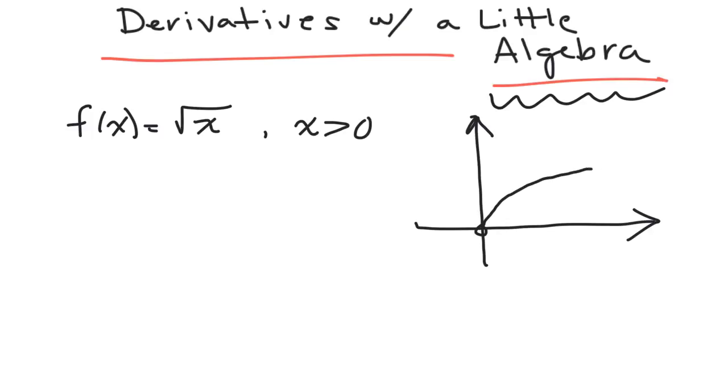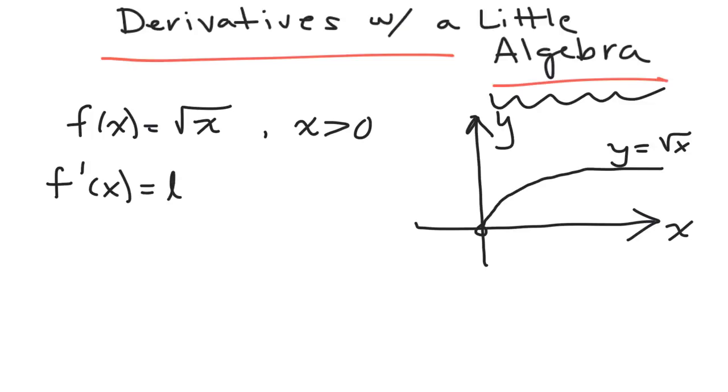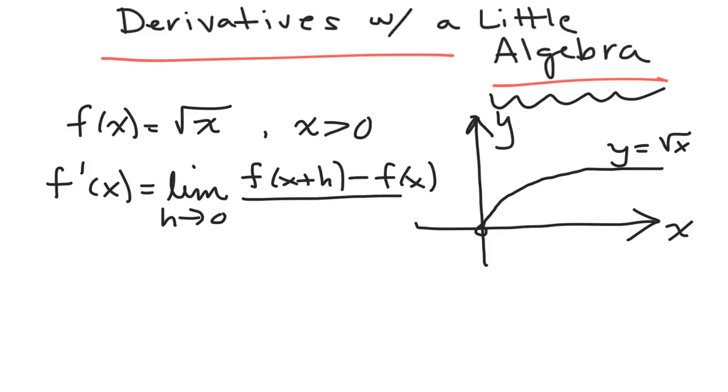So here's the graph of the function, y equals square root of x. And let's go ahead and use the definition of derivative to see what happens here. So we know that the derivative is the limit, I'll use this notation, as h goes to 0, of f of x plus h minus f of x over h, and let's remember what that is.